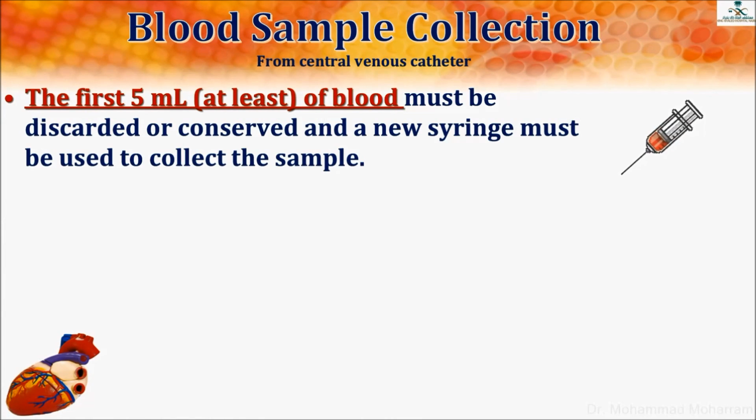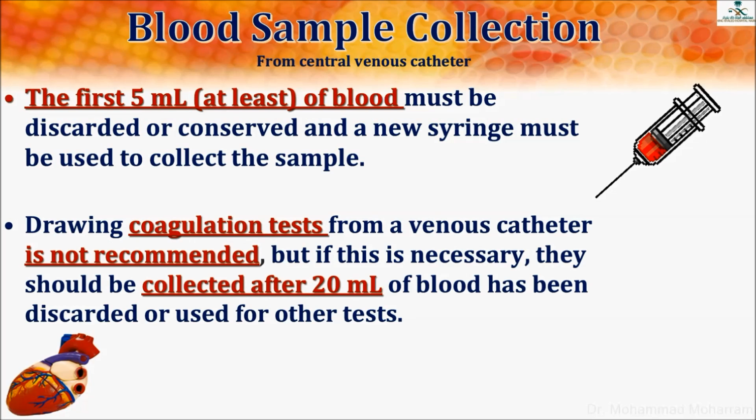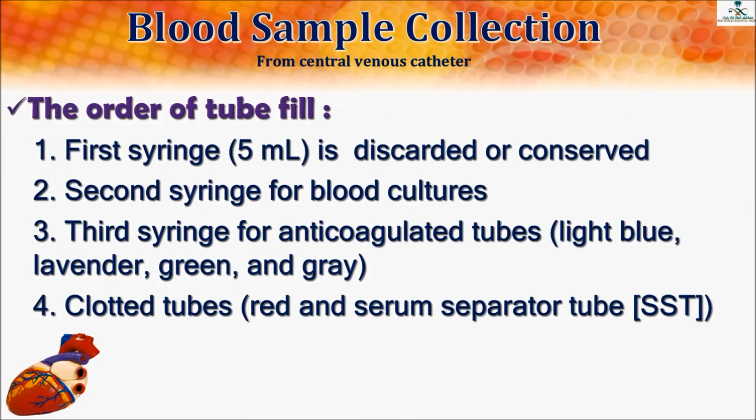The first 5 ml of blood must be discarded or conserved, and a new syringe must be used to collect the sample. Drawing coagulation tests from a venous catheter is not recommended, but if this is necessary, they should be collected after 20 ml of blood has been discarded or used for other tests.